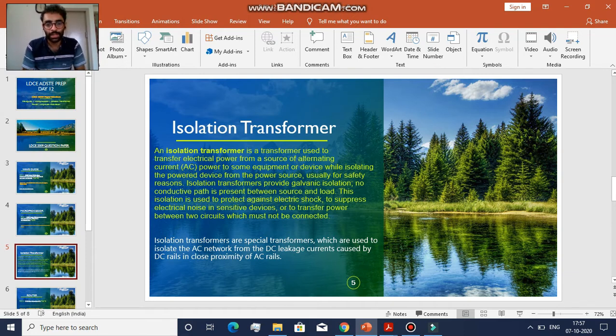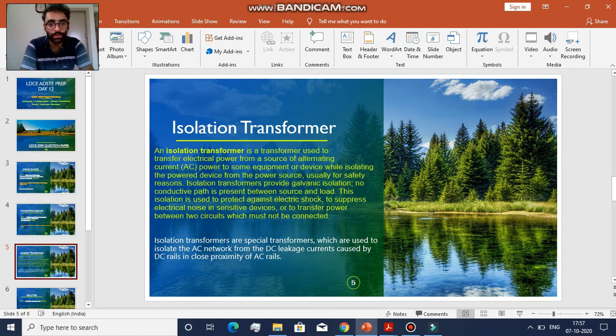So an isolation transformer, as the name itself signifies, provides isolation from the source of alternating current power to some equipment or device. Whatever the equipment may be, there is an isolation between the source of alternating current and the device which is powered by this power source, usually for safety reasons. So there is an isolation provided for safety reasons.